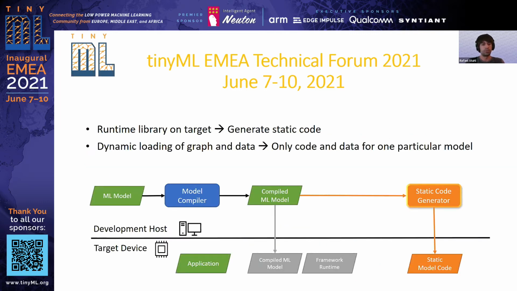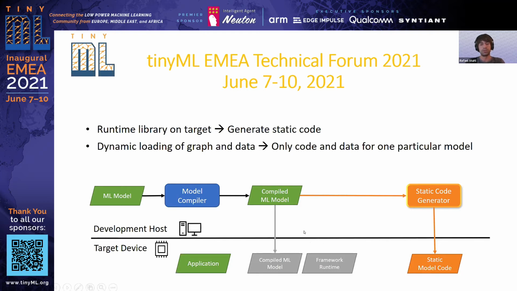Looking at these two frameworks, we see that the machine learning model is put through a model compiler, which produces a compiled ML model. This is then moved onto the target device, and using a runtime of the framework, it is processed and loaded dynamically to extract the control flow information and static data of the model.